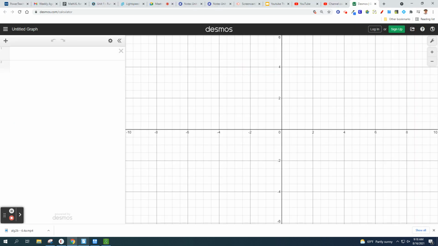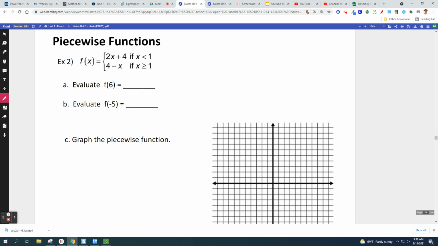Piecewise function. It's like a Frankenstein's monster, kind of put different functions together into one function. All right, and people's eyes go crossed because it looks so complicated, but it's not really that bad. All right, we are going to start with this piece of the piecewise function, 2x plus 4. So I want you to enter the equation on Desmos, y equals 2x plus 4.